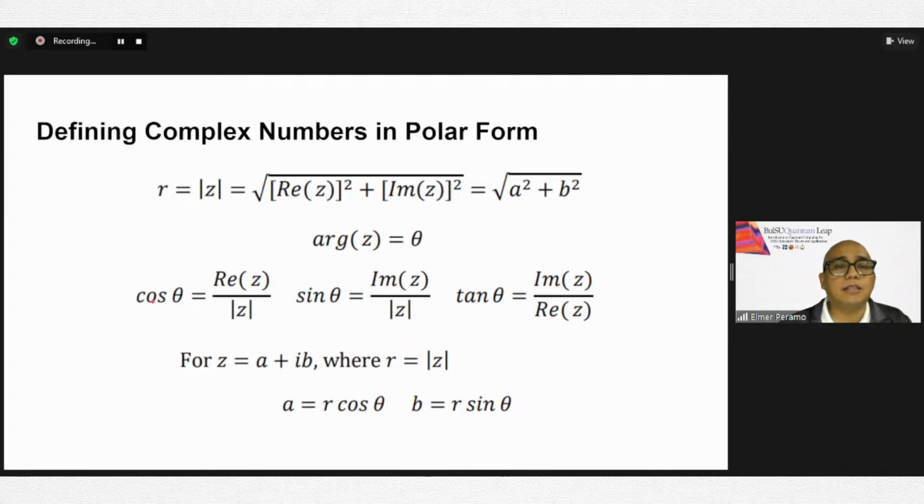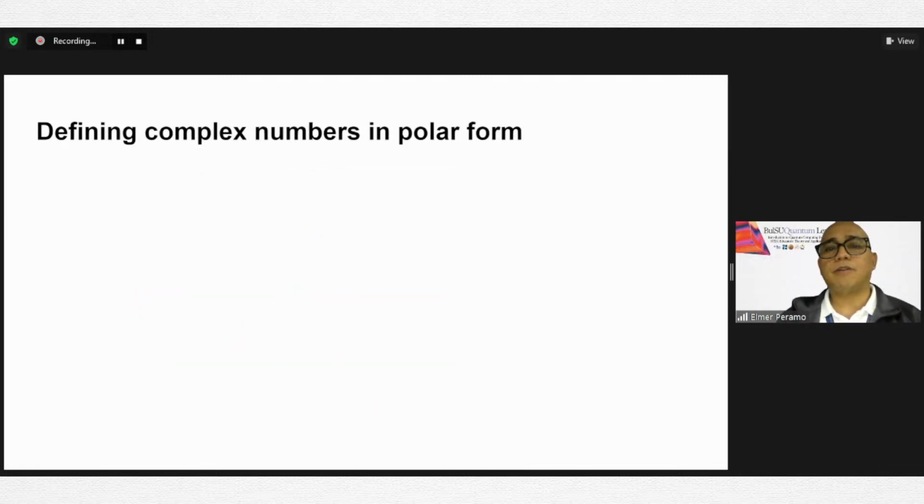Basically, cosine theta is just the real part divided by the absolute value. Or you can also get it from sine theta, just divide the imaginary part by the absolute value. So these are the relationships between the parameters we use to represent a complex number in rectangular form and in polar form.